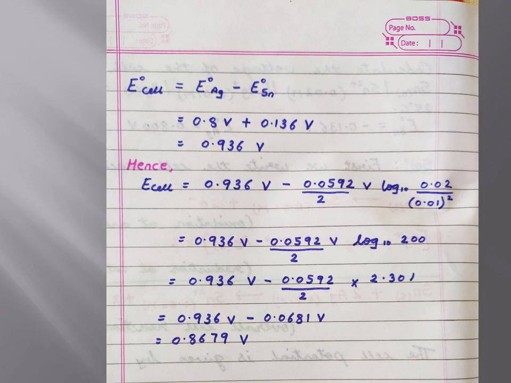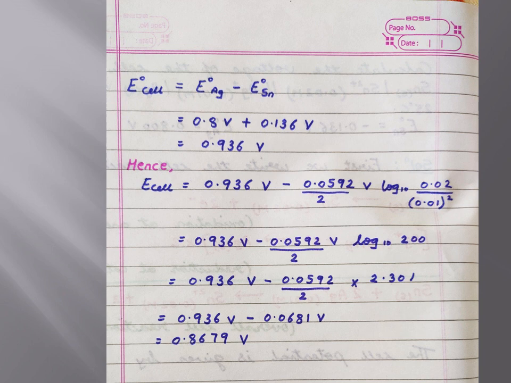Now to find out E cell using the Nernst equation, it is also important to find out the standard potential of the cell. So the standard potential is given by E0 of cathode minus E0 of anode. So the cathode is Ag, the anode is Sn, that is tin. So substituting the standard potentials that are given into the equation, we get 0.8 volt plus 0.136. Now students, why is it plus here?